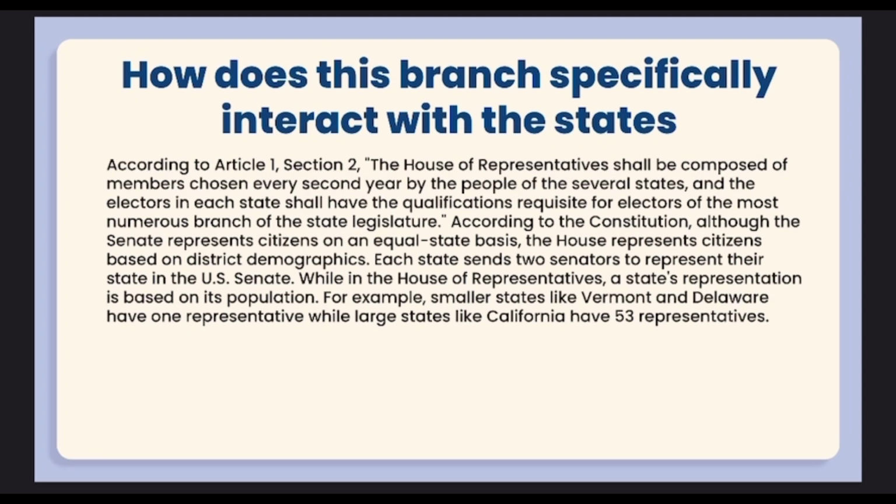Each state sends 2 senators to represent their state in the U.S. Senate, while in the House of Representatives, a state's representation is based on its population. For example, smaller states like Vermont and Delaware have 1 representative, while large states like California have 53 representatives.